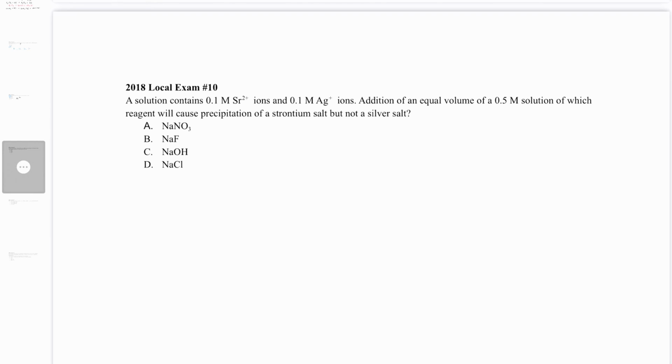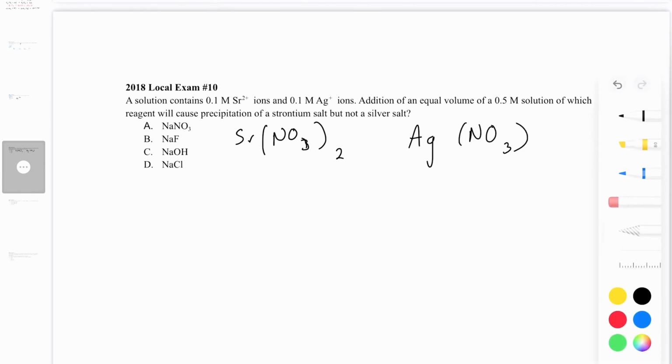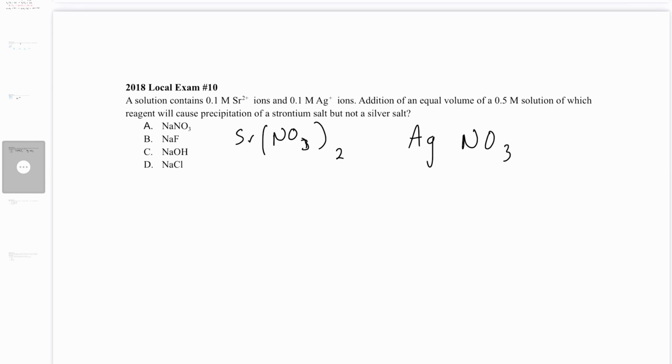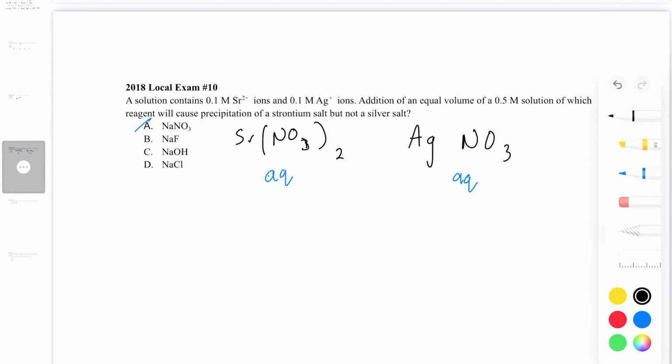So for A, we know that the strontium is going to be pairing up with the NO3, so that'll be strontium nitrate, and we have silver NO3 just on its own. Let me rewrite it. So now what we have to do is look at solubility rules to find out whether or not any of these are soluble or insoluble. If you look at your solubility rules, strontium nitrate is aqueous, and so is silver nitrate. So these are both aqueous. You don't have some sort of precipitation occurring, so it can't be A. All right, let's look at answer choice B.